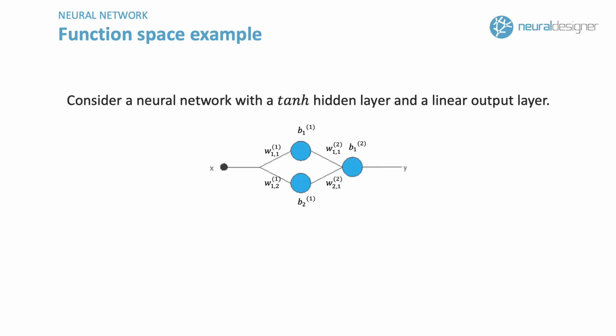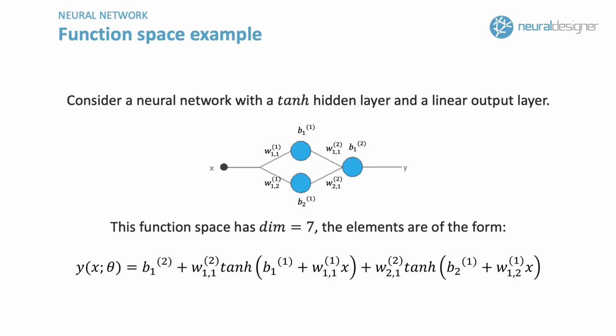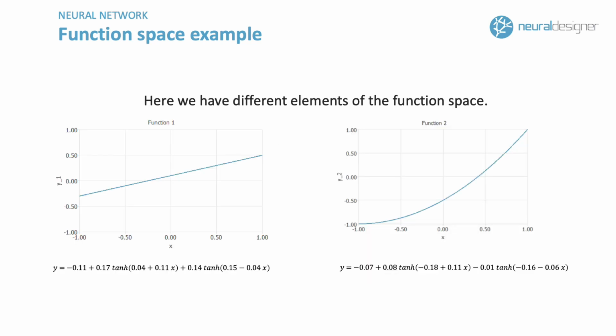For example, here we have a neural network. It has a hidden layer with a hyperbolic tangent activation function and an output layer with a linear activation function. The dimension of the function space is 7, the number of parameters in this neural network. The elements of the function space are of the following form. Here we have different examples of elements of the function space. They both have the same structure, but different values for the parameters.